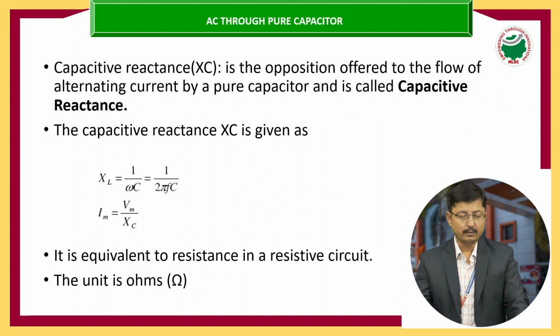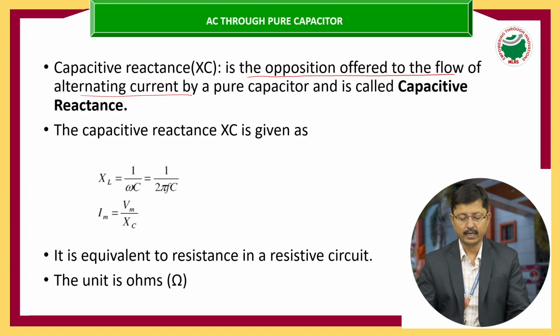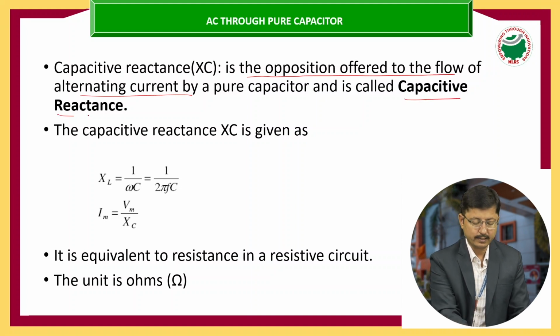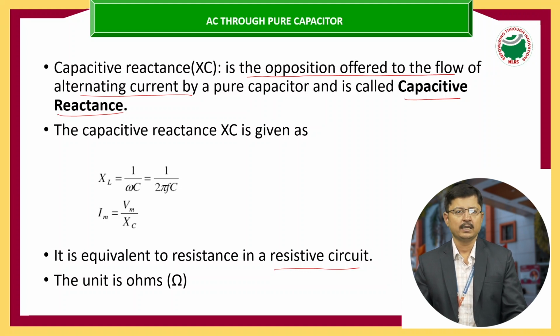Now we can see what capacitive reactance is. First, the definition: it is the opposition offered to the flow of alternating current by a pure capacitor. So it is called capacitive reactance. It is similar to resistance in your DC circuits, or resistive circuits. The capacitive reactance also offers opposition to the flow of an alternating current. Simply put, it opposes the flow of electric current.